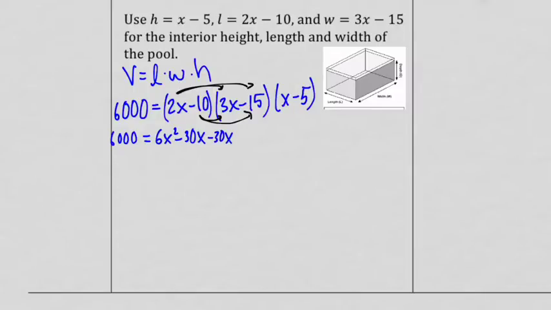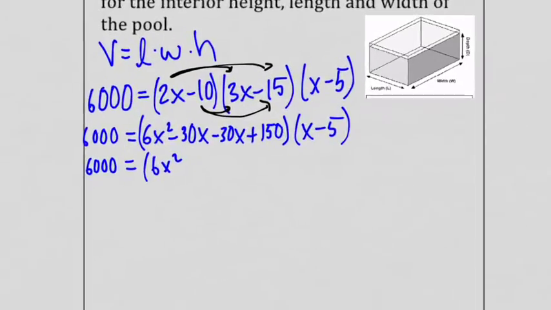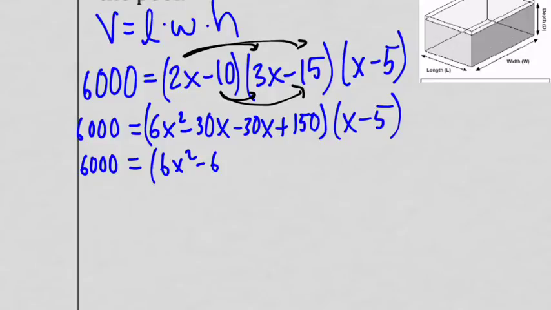And the last one is negative 10 times negative 15, which is positive 150, times the x minus 5 that I haven't touched yet. Let's keep going. 6,000 on the left equals. In the middle, we're going to combine the negative 30x and the negative 30x to make negative 60x. So I have 6x squared minus 60x plus 150 times x minus 5 that I haven't touched yet.